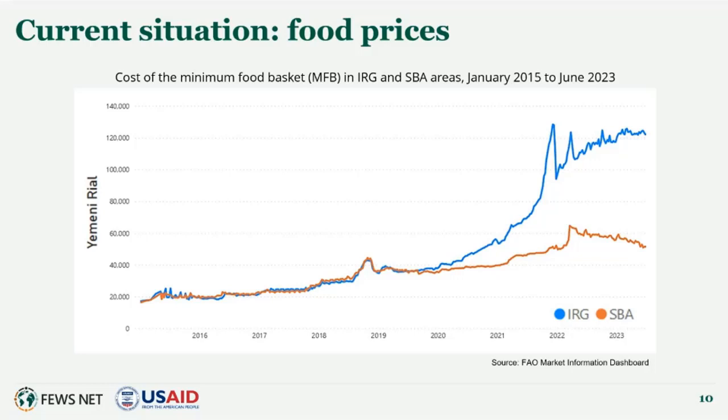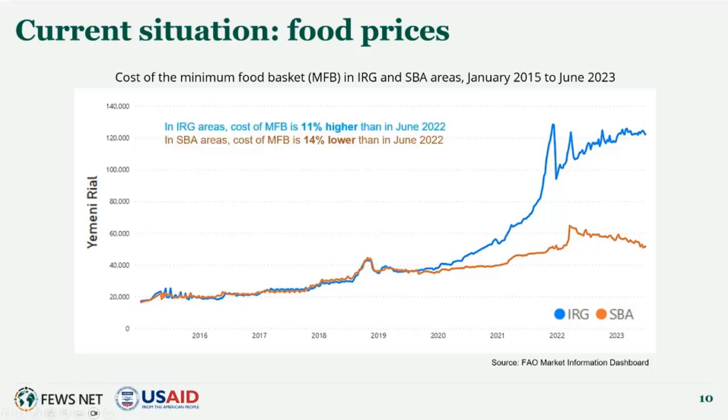Meanwhile, in SBA-controlled areas, food prices have actually been declining over the course of the past year. These declining food prices are due to declining global food prices and lower domestic fuel prices, which have reduced transportation costs, alongside strict enforcement of price controls by the authorities.